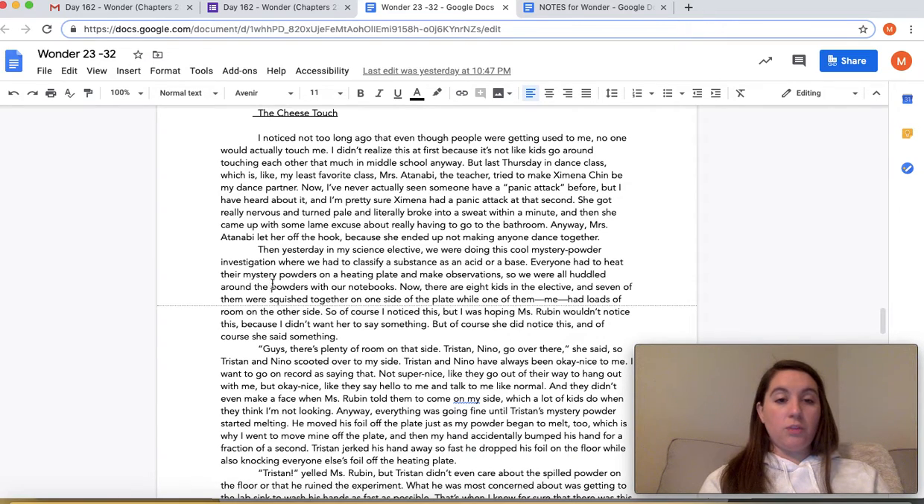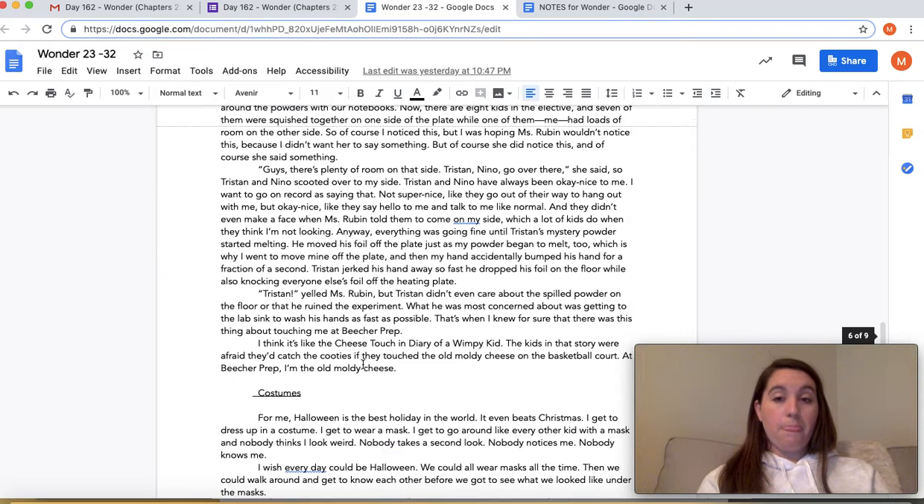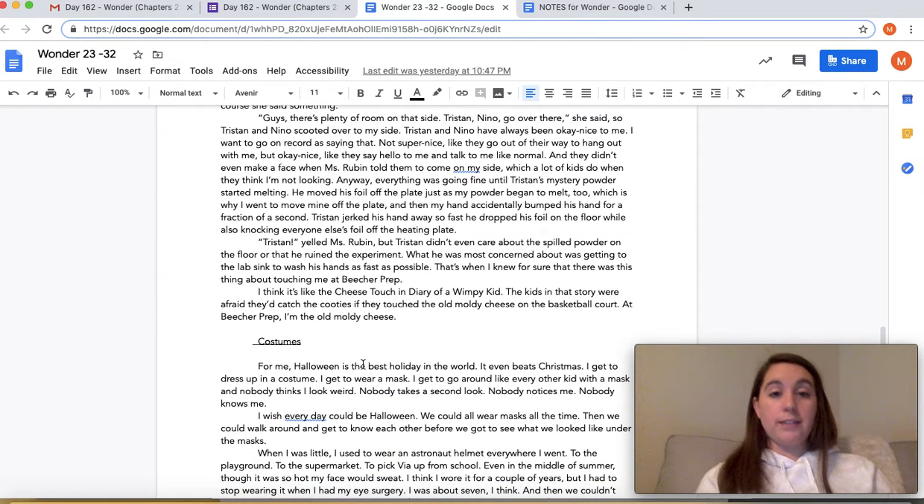Everyone had to heat their mystery powders on a heating plate and make observations. So we were all huddled around the powders with our notebooks. Now, there are eight kids in this elective, and seven of them were squished together on one side of the plate, while one of them, me, had loads of room on the other side. So of course I noticed this, but I was hoping Miss Rubin wouldn't notice because I didn't want her to say something. But of course she did notice, and of course she said something. "Guys, there's plenty of room on that side. Tristan, Nino, go over there," she said, and so Tristan and Nino scooted over to my side.